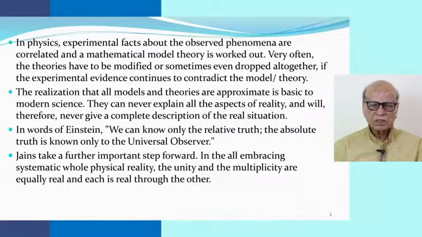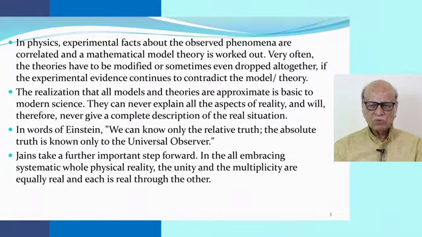What happens in physics is that experimental facts about the observed phenomena are correlated, and a mathematical model theory is worked out. Very often the theories had to be modified or sometimes even dropped altogether if the experimental evidence continues to contradict the model theory. So this is the regular procedure in physics, that experimental facts are verified or correlated with a mathematical theory or model, and if there is a disagreement between the two, the theory has to be dropped, because the experimental observations are correct.